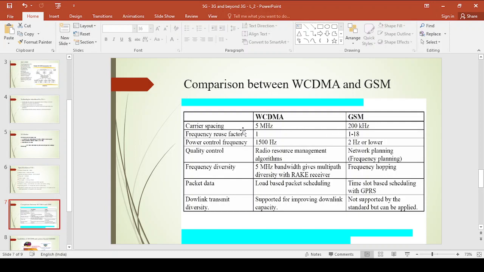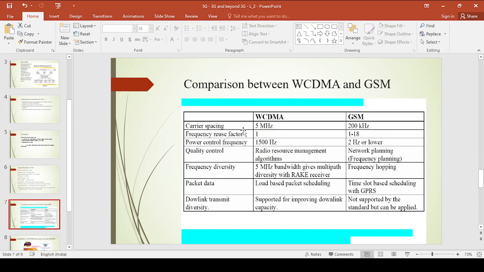The carrier spacing, or the channel bandwidth, for WCDMA is 5 megahertz, and for GSM we have 200 kilohertz, right? Now the carrier spacing or the channel bandwidth for WCDMA is 5 megahertz and for GSM it is 200 kilohertz. And next we have the frequency reuse factor, right?